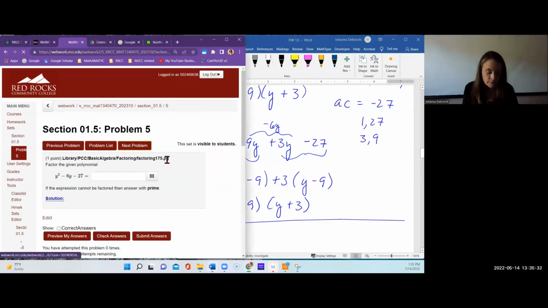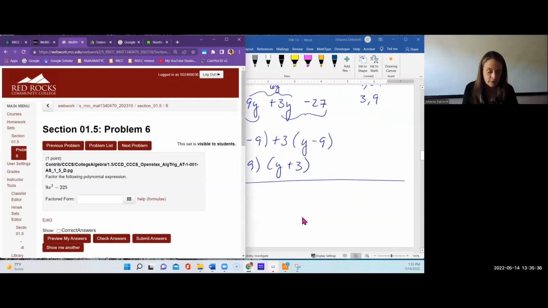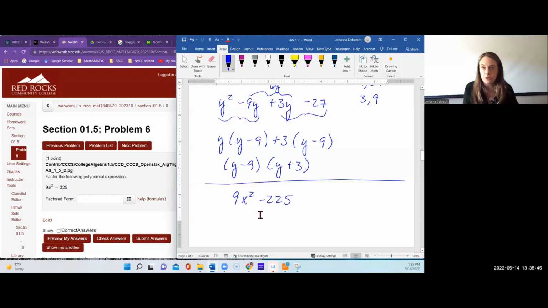Let's move on to problem number 6. Looking at number 6, we have 9x squared minus 225. This does not have a middle term. Is 9 a perfect square? Yes. Is x squared a perfect square? Yes. Is 225 a perfect square?